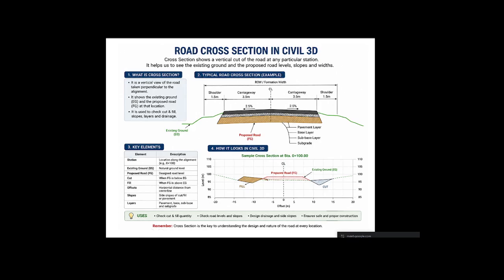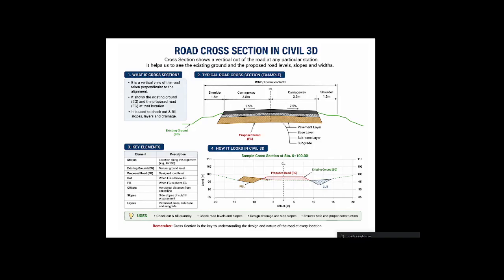Now look at the bottom graph. You can see the graph at the bottom. Here we compare the existing ground with the proposed road. You can see we compare this existing ground, the green mark, with this proposed road. If the proposed road is above the existing ground, then we need fill. And if the proposed road is below the existing ground, then we need cut.